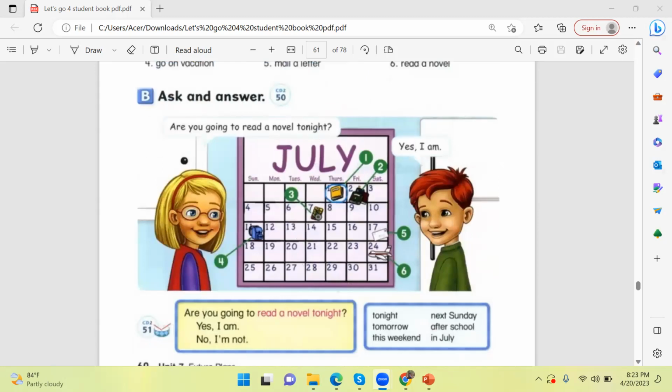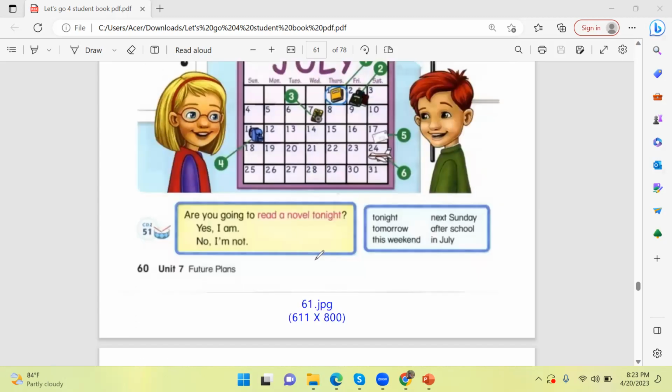We have here ask and answer. So the first box, can you read this one? Are you going to read a novel tonight? Very good. This one? Yes, I am. Good job. How about the first box? Are you going to read a novel tonight? Yes, I am. No, I'm not. Okay, this one?